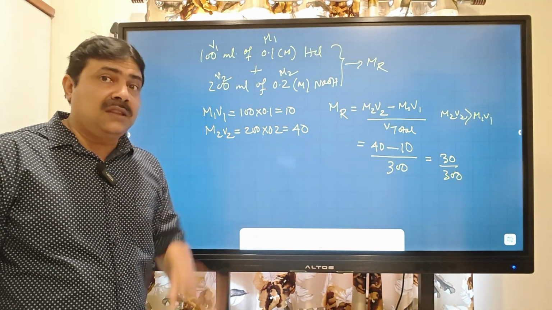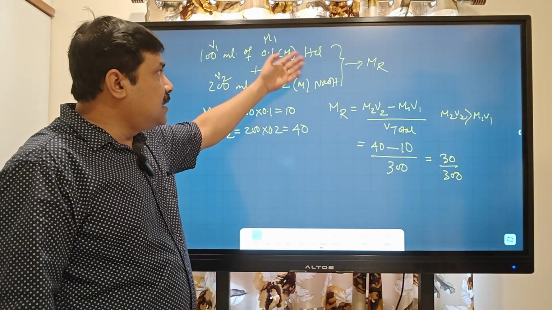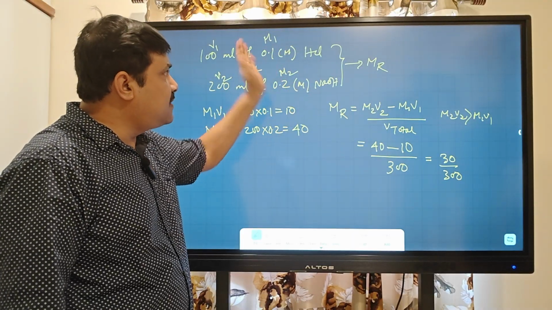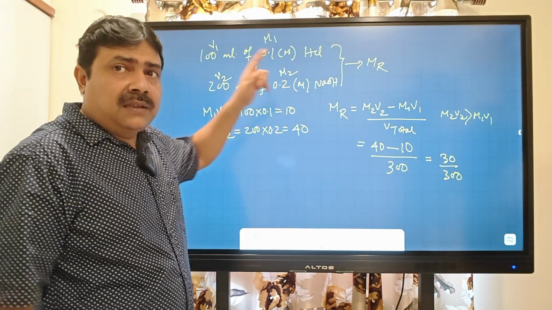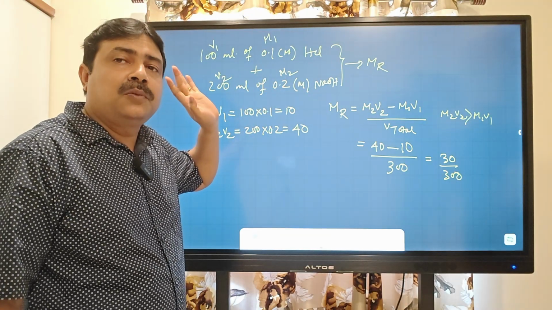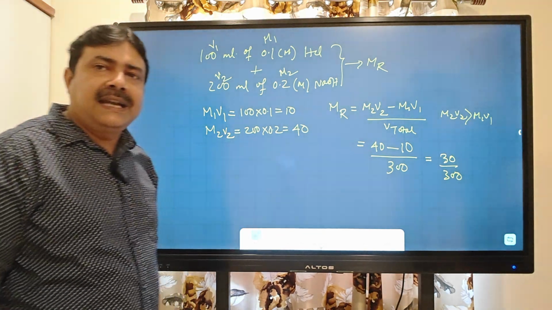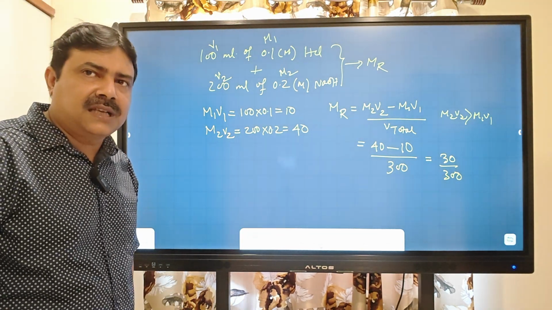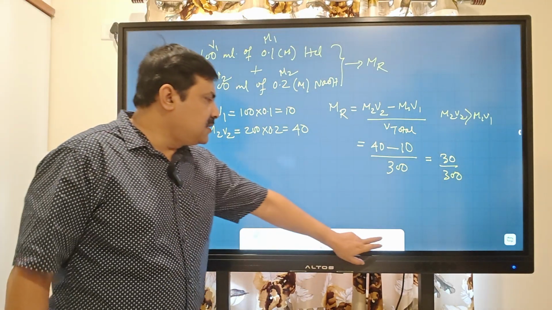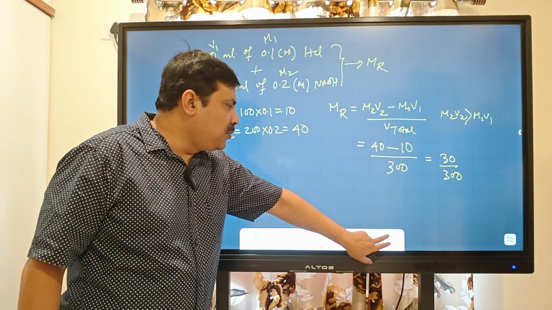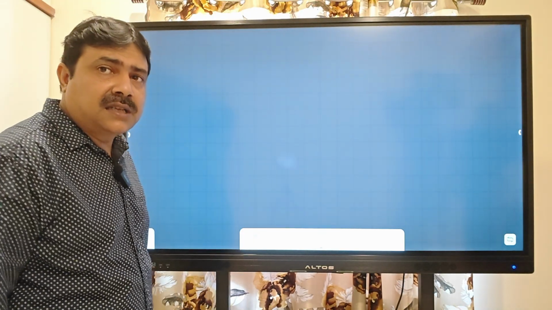But keep in mind one thing: this formula can be used only when the n-factor, that means the basicity of the acid and the acidity of the base, are the same. We will discuss this in the equivalent concept. If they are not the same, this formula will not give you the right result. That kind of problem we'll also discuss after the normality discussions. Now let us look at another model of molarity discussion, and then I will wrap up these molarity discussions.